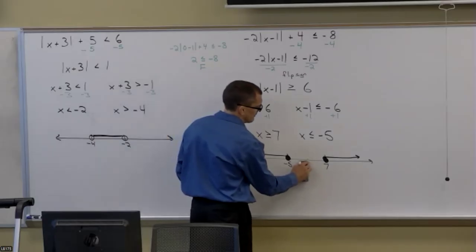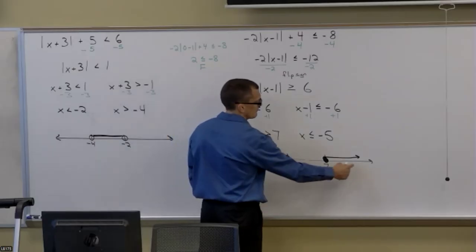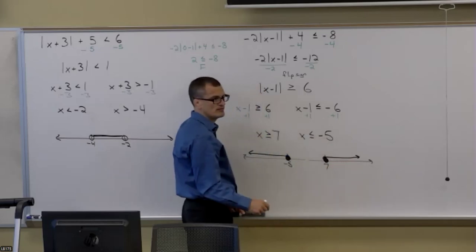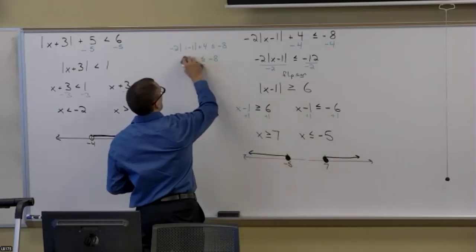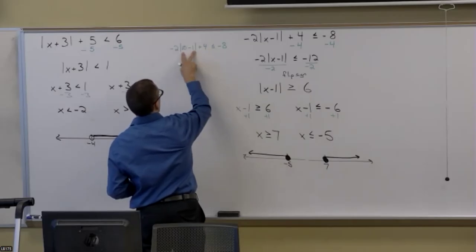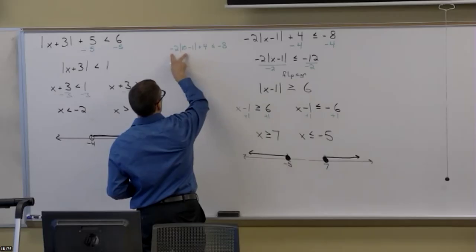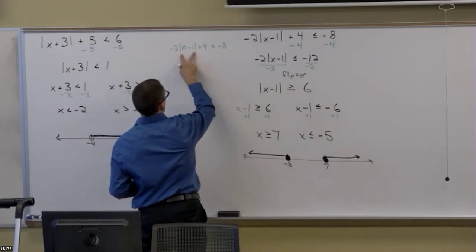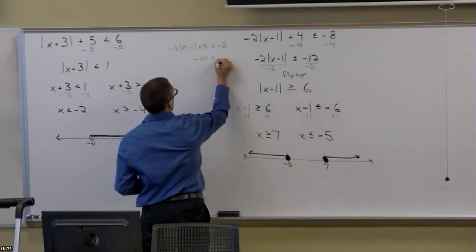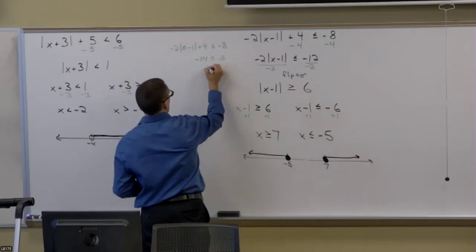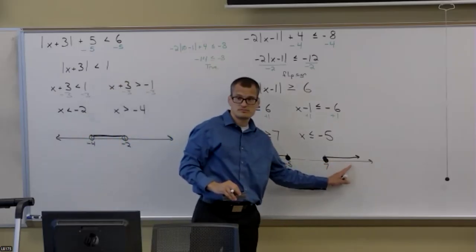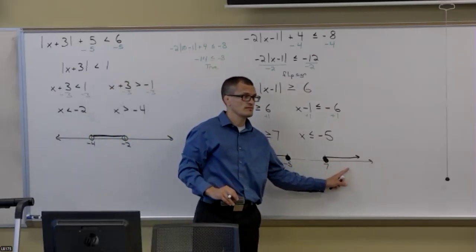So you can always test by just plugging in a middle number, or you could have plugged in an outside number. If I'd have plugged in 8 or 9 or 10 or whatever I wanted to, let's say I plug in 10. Then we get, that's a 9, absolute value of 9 is still a 9. Negative 2 times 9 is negative 18, plus 4 is negative 14. So I get negative 14 less than or equal to negative 8. That's a true statement. So I knew I should have shaded where the 10 was.